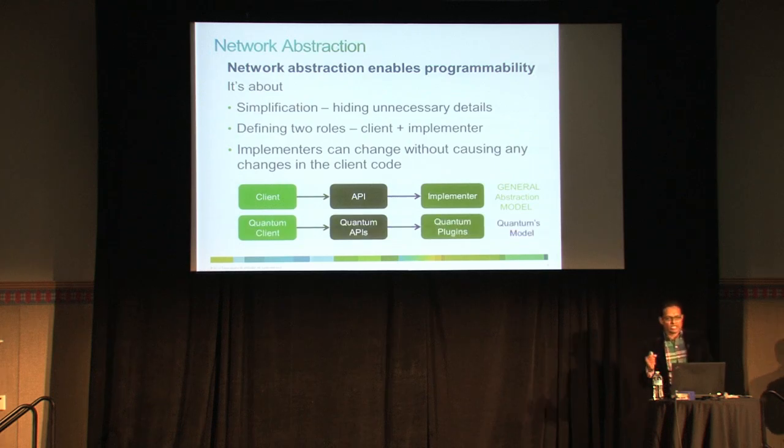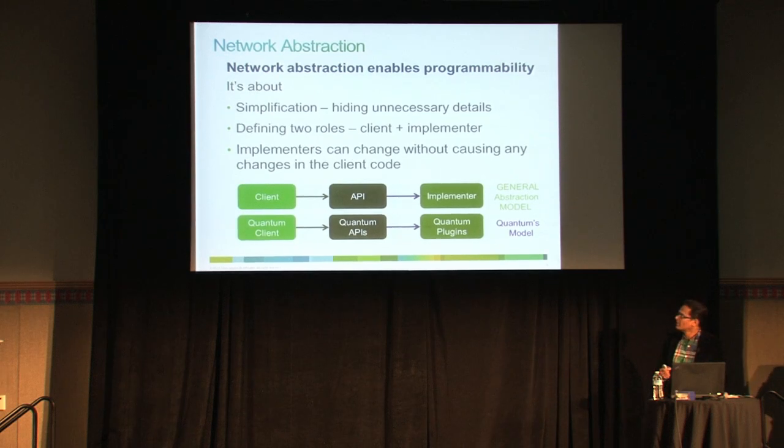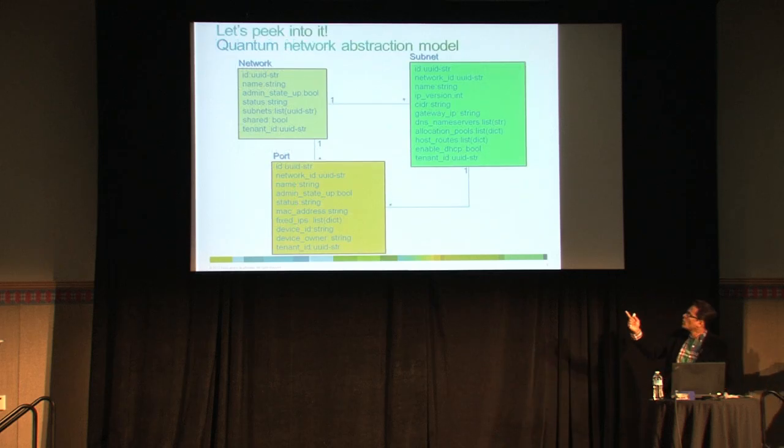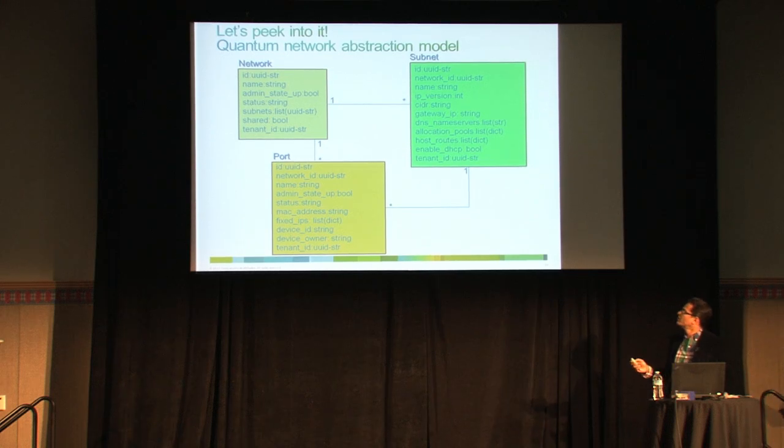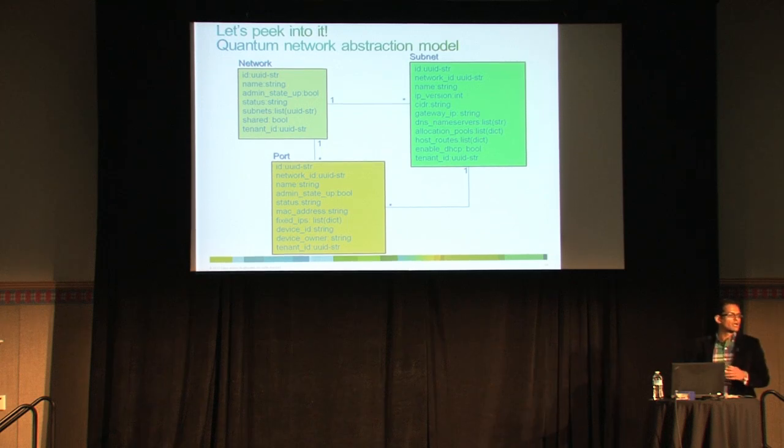And in Quantum, the client is a Quantum client, and the APIs are Quantum APIs, and the implementers are Quantum plugins. I didn't want to complicate this, but this is the abstraction model as defined by Quantum. It defines, at a high level, a network, and exposes some properties of that network to the end user. You can see, for instance, you can set a state, admin state, up or down. You can give a name to it, and you can associate some subnets with the network. So everybody can understand, the application developer can understand and manage this abstraction model.